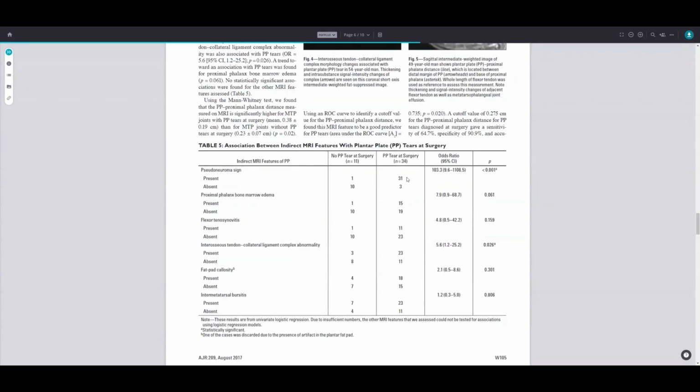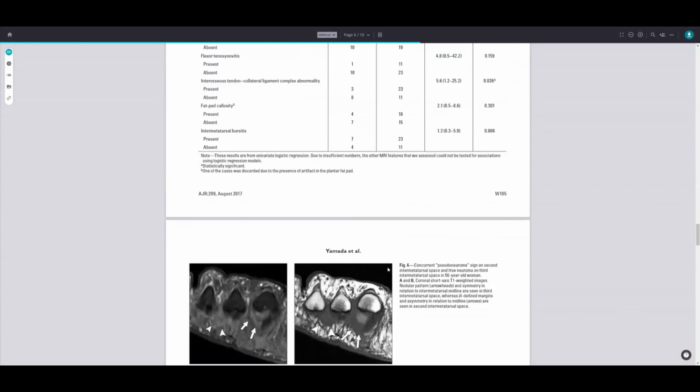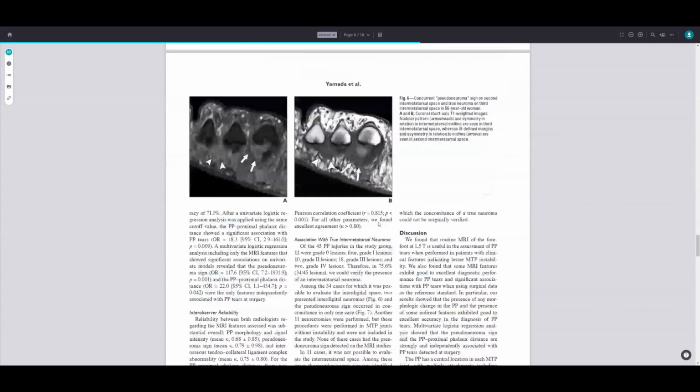So almost all of these patients that had a pseudoneuroma sign had a plantar plate tear at surgery. And interosseous tendon collateral ligament complex, many of them also had that. So being able to identify these features with clarity will help us to stratify our patients.